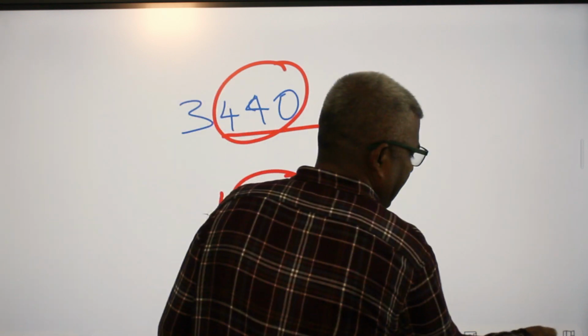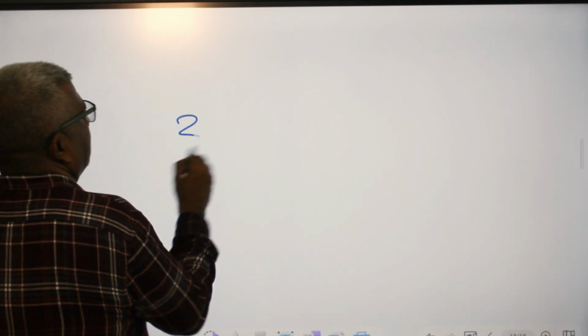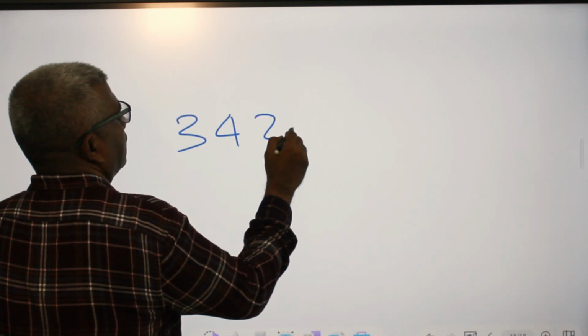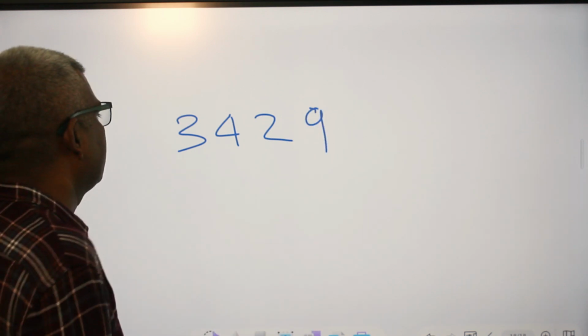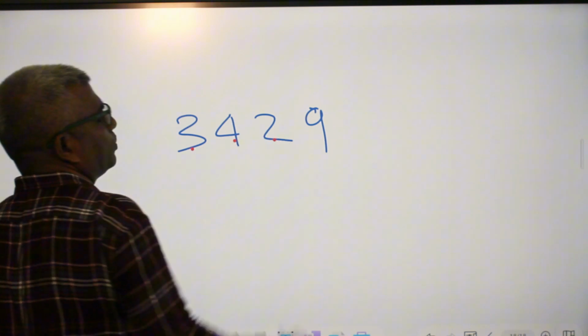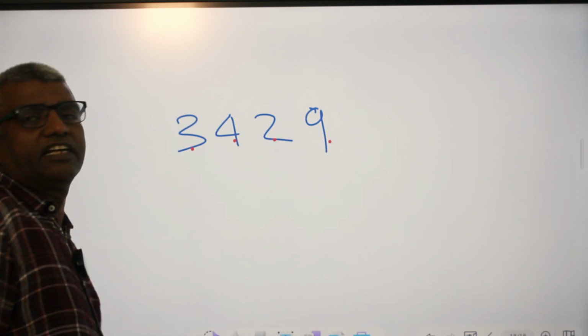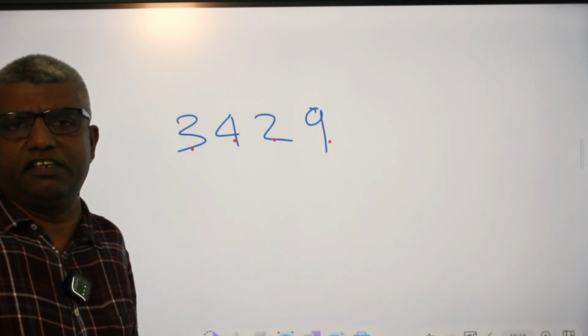Okay, divisible by 9, there is a very simple rule like 3. Add all the digits and check whether it is divisible by 9. If it is divisible by 9, then the entire number is divisible by 9. For example, add all the digits. 3 plus 4 is 7. 7 plus 2 is 9. 9 plus 9 is 18. 18 is divisible by 9. So 3429 is also divisible by 9.